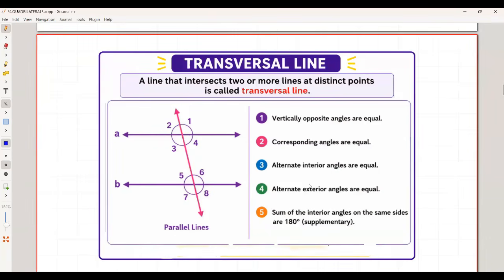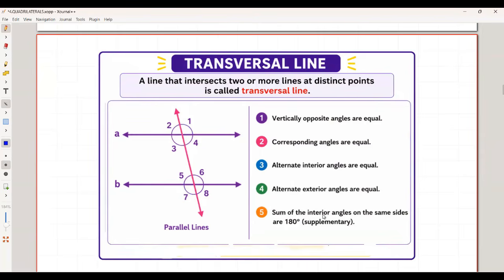Now the next, alternate exterior angles are equal. Alternate exterior angle: angle 2 is equal to angle 8. Angle 1 is equal to angle 7. Alternate exterior angles are also equal.